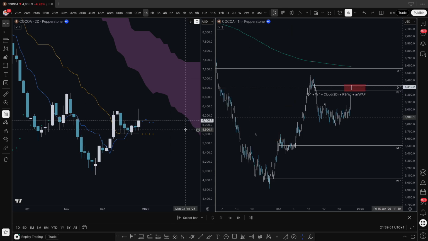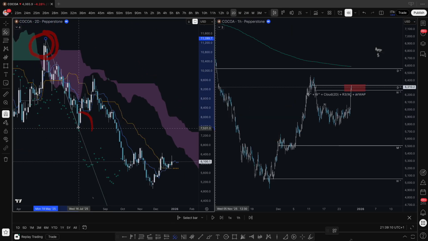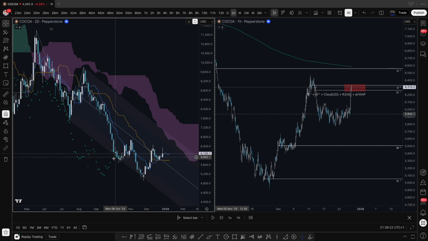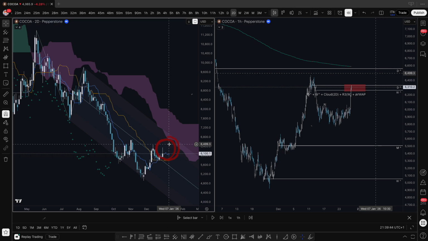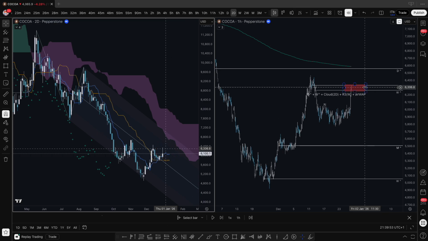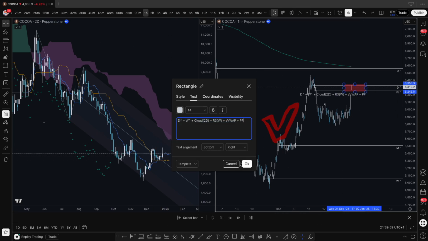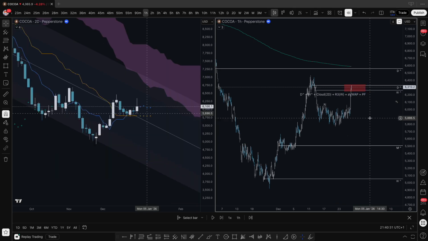Also, let's take a look at our Pitchfork. Notice how well it acted as support, and now we are reaching the upper side of our channel, which naturally acts as a resistance. We can also add it to our list of confluences. I think that's it with technicals. Let's move on to Market Cipher and let's see what it will tell us.